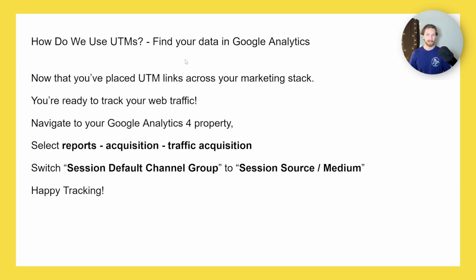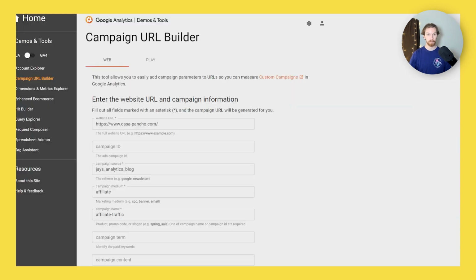So in Google Analytics, what you'll want to do is go to reports and then acquisition and traffic acquisition. That's where you'll see all the data. So let's jump into an example of how to use your UTMs here. So let's go to the UTM builder. Google calls it the campaign URL builder. Easy enough just to call it the UTM builder.